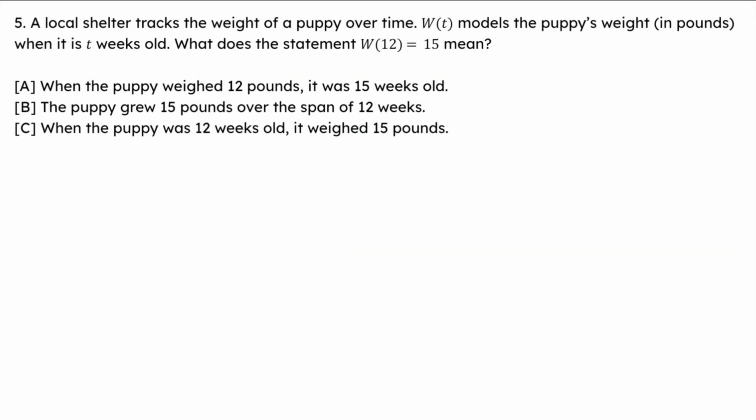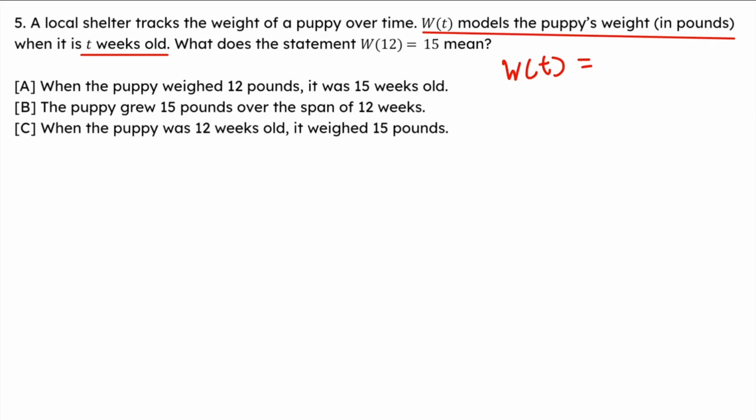Okay. Problem 5. A local shelter tracks the weight of a puppy over time. W of t models a puppy's weight in pounds when it is t weeks old. What does the statement W of 12 equals 15 mean? I think it's helpful here to underline literally what we're given. So we're given this function right here, W of t, that we are told models the puppy's weight in pounds. So whatever W of t is equal to, that's just going to be the number of pounds. And then we're also given that t represents how old the puppy is in terms of weeks.